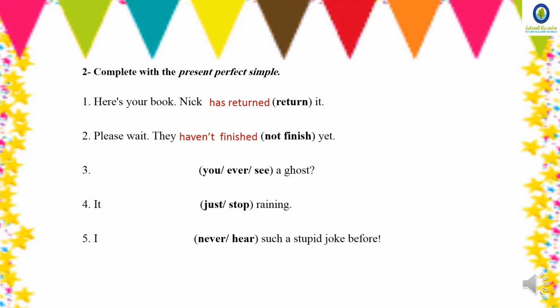Number 3, it's a question, you ever see. Ever in a question comes after the subject. Now we start with have or has depending on the subject, it is you, so have you ever seen. Number 4, it just stopped now. Just, it comes between, قلنا, have or has and verb 3, so it has just stopped raining. Number 5, I never hear. I have, then you add never because it comes between have or has and verb 3. I have never heard such a stupid joke before.